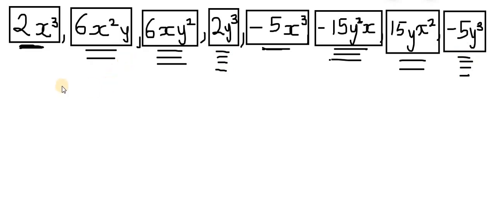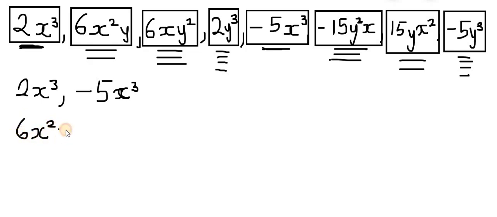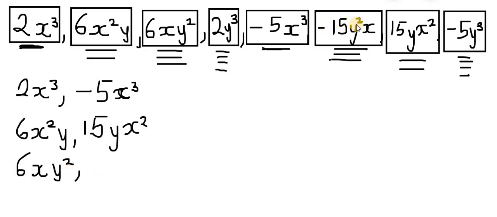So the like terms from our arrangement, we gather them. So I put 2x cubed next to its like term, that's minus 5x cubed. I put 6x squared y next to its like term, 15yx squared, and 6xy squared. I put it next to its like term, minus 15y squared x. Now remember, we're comparing the letters if they're exactly the same. They don't have to have the same arrangement. Each letter just has to be the same. There's an x, there's an x. There's a y to the power of 2, there's a y to the power of 2. And then finally, 2y cubed and its like term minus 5y cubed.